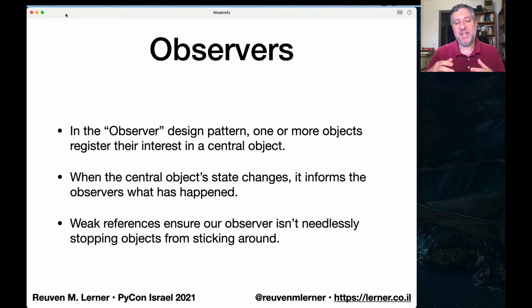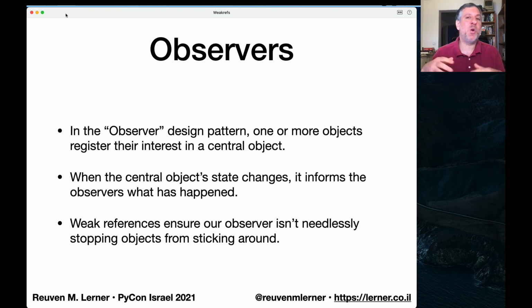Well, that's great. And the way that we would typically implement an observer is to have a list of observers. Then we can just iterate over each of them and send them a message saying, hey, something has changed here. You should know about that. Well, where do weak references have to do with this? Well, the thing is, if you have these observers stored in a list, then that list is holding onto a reference to each of the observing objects.